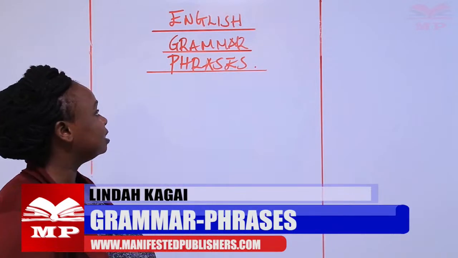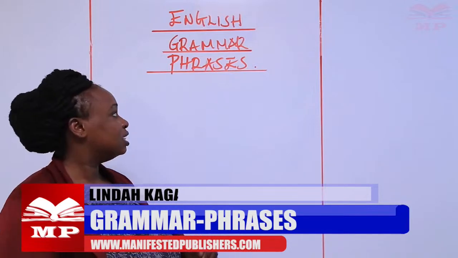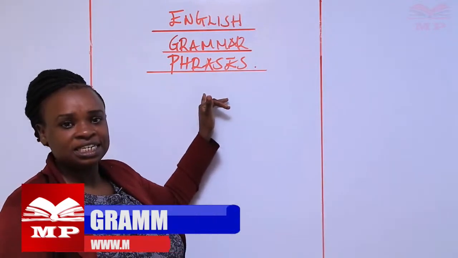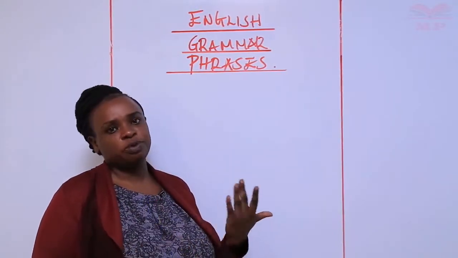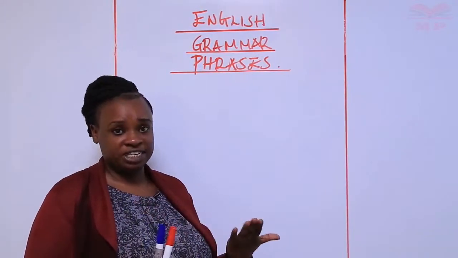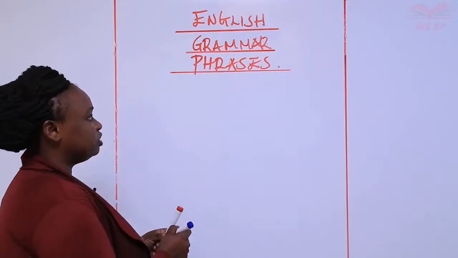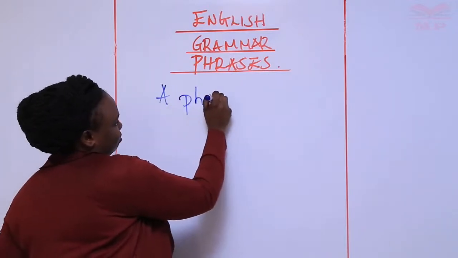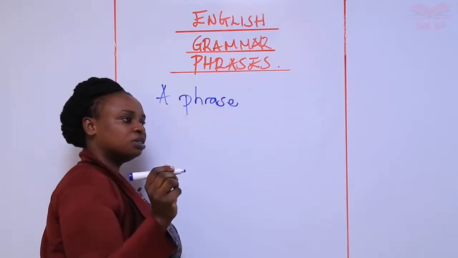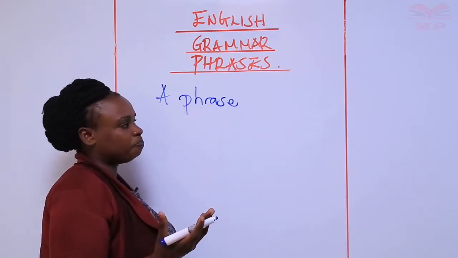We're going to look at grammar, but majorly Form 4 grammar, and we're looking at phrases as a broad spectrum, but we will narrow it down to participle phrases. But before we get to participle phrases, we're going to look at what phrases are. From Form 1 to Form 3, you have been introduced to what phrases are.